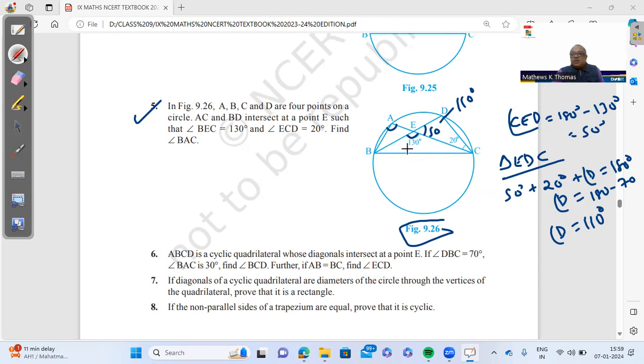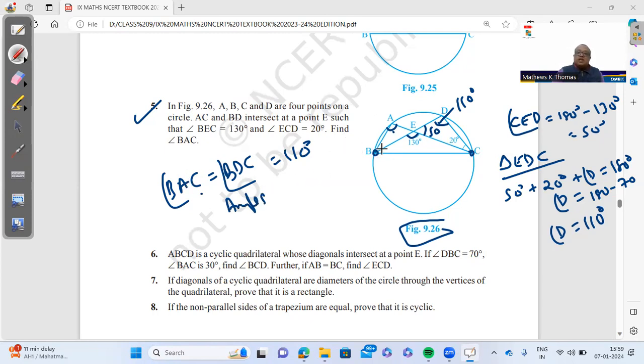Now using the same theorem, angles in the same segment. Look at B and C. This is an arc BC. BAC and BDC will be equal. Now BDC we have already got as 110. Right? 50 and 20 was 70, 180 minus 70 is 110. So if this is 110, angle BAC will also be 110. Angle BAC equals BDC.